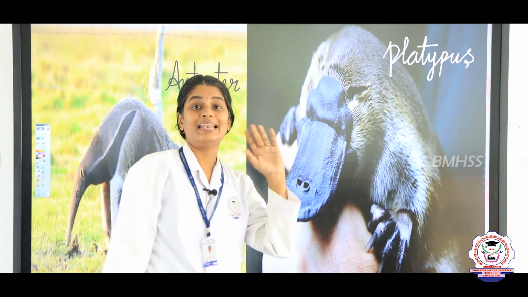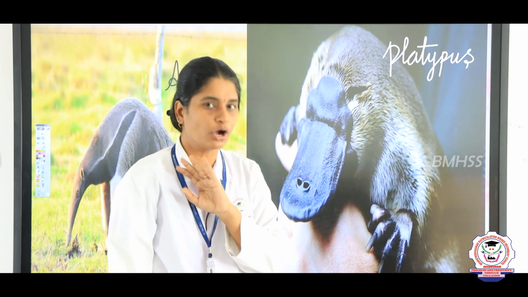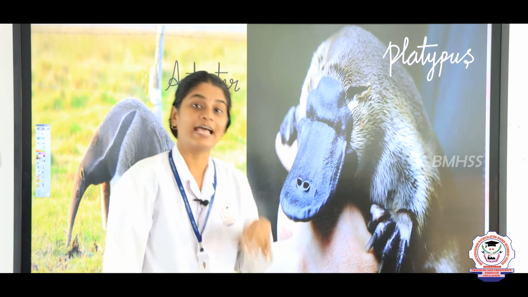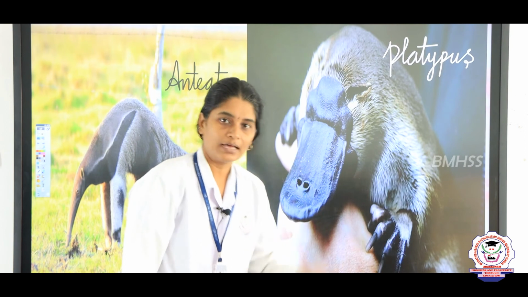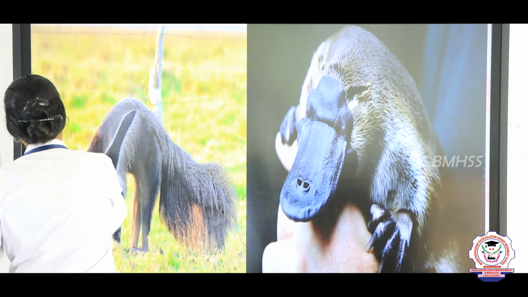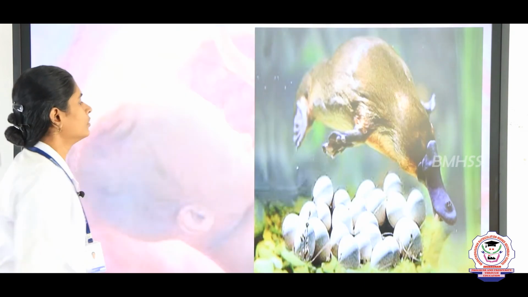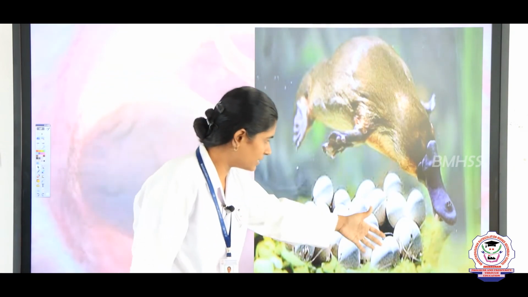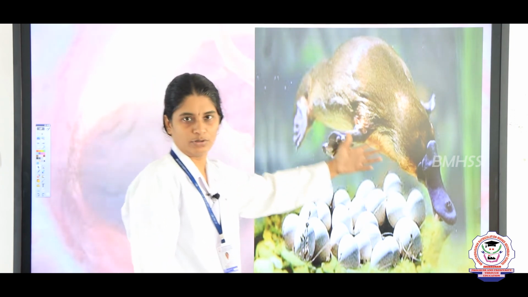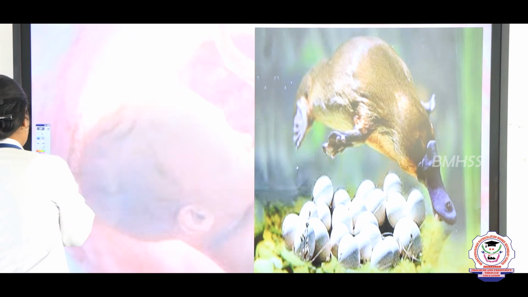Why? Because they lay eggs. Most mammals do not lay eggs, but these animals lay eggs and feed the younger ones with their mother's milk. Okay, right. You can see here the platypus eggs. The platypus can survive in water as well as on land. Okay.